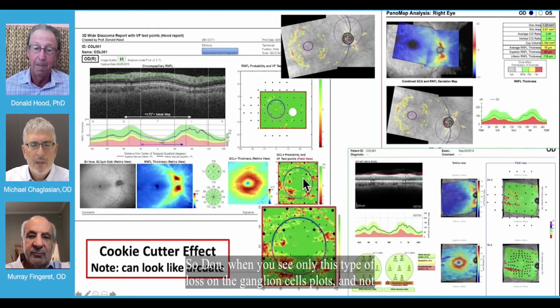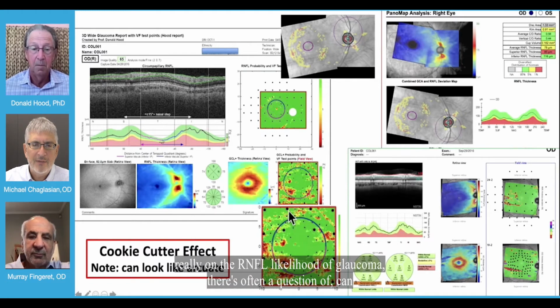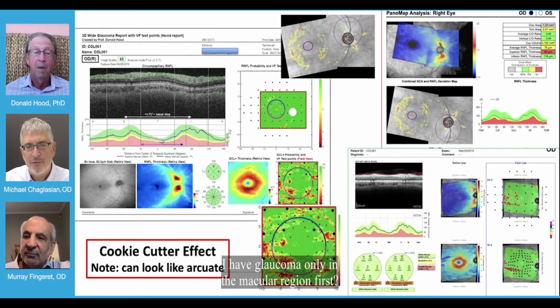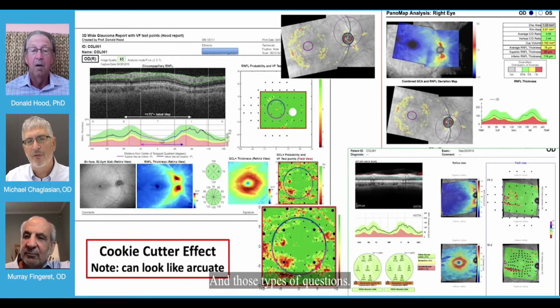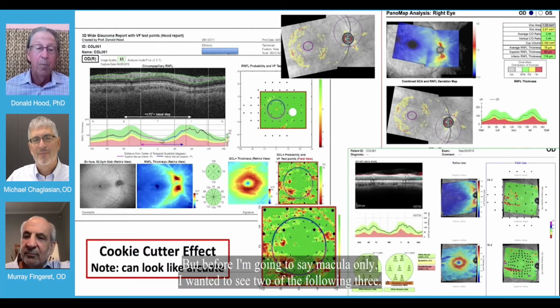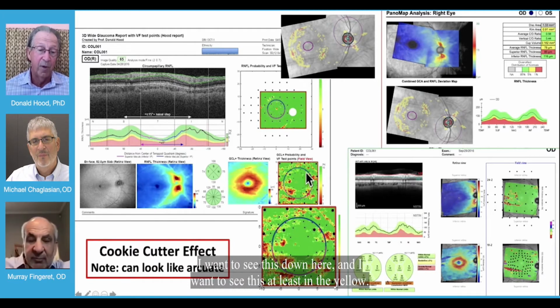So Don, when you see only this type of loss on the ganglion cell plots and not really on the RNFL, there's often a question of, can I have glaucoma only in the macular region first? And does it come first? And those types of questions. So the answer is absolutely yes, more common than you think. But before I'm going to say macular only, I want to see two of the following three. I want to see this down here, and I want to see this at least in the yellow. Okay.